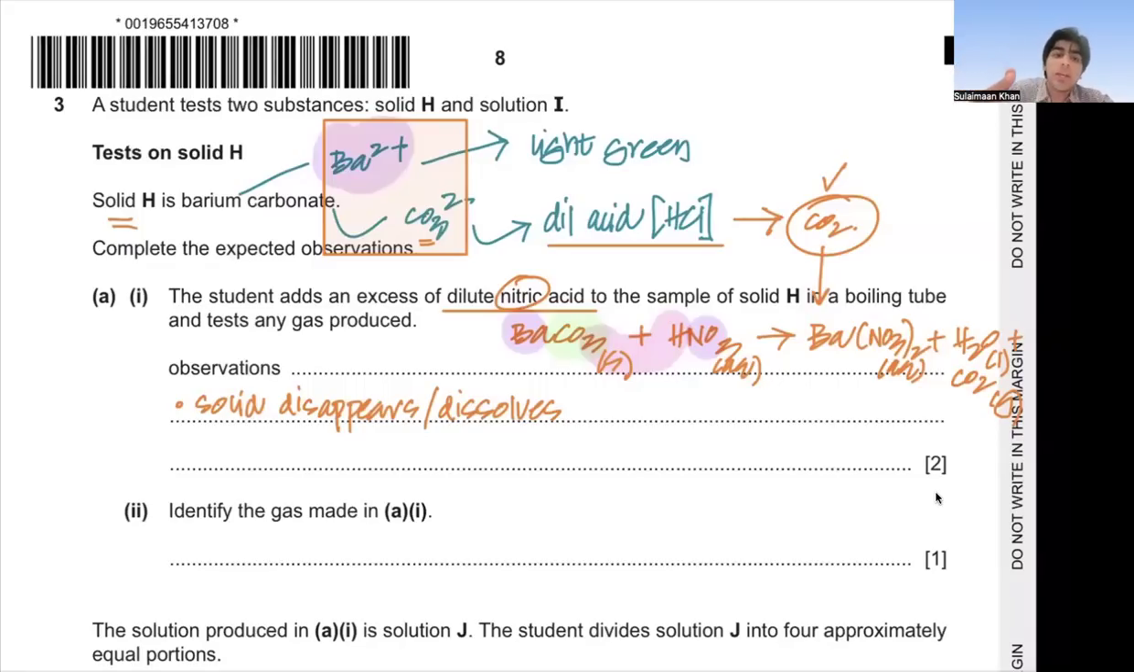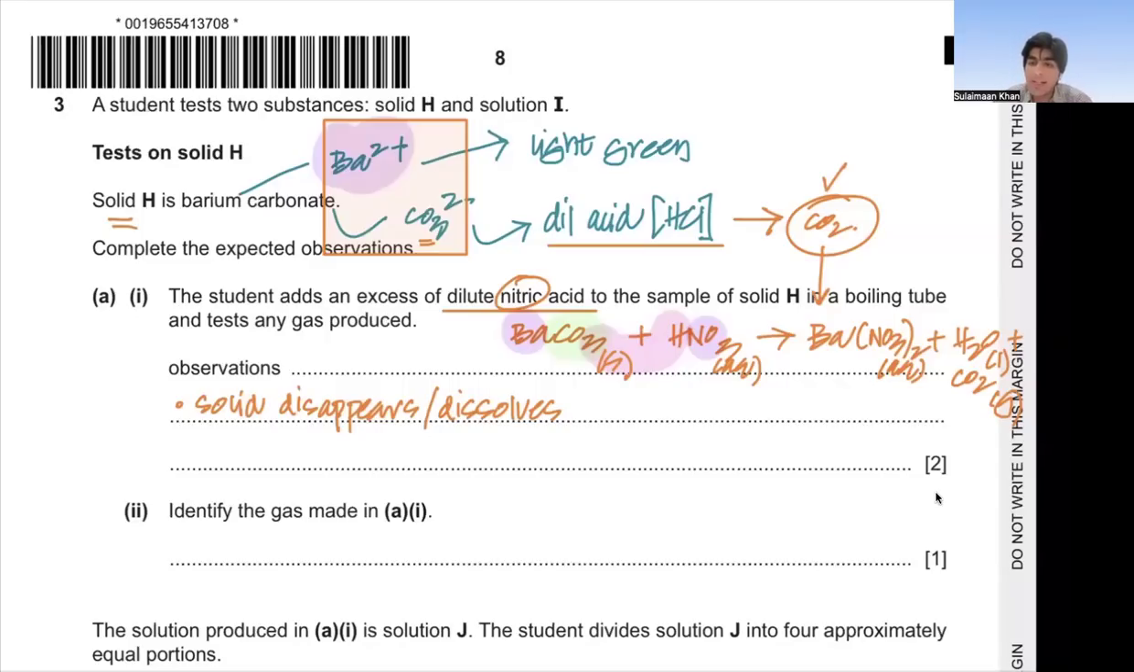So students tend to rote learn things. Okay, oh, solid will always disappear. No, if it's not excess, then not all of the solid will dissolve. Only part of it would dissolve. So say the solid decreases in mass or in size. In size is better. It makes sense. That's what you observe with your naked eyes.